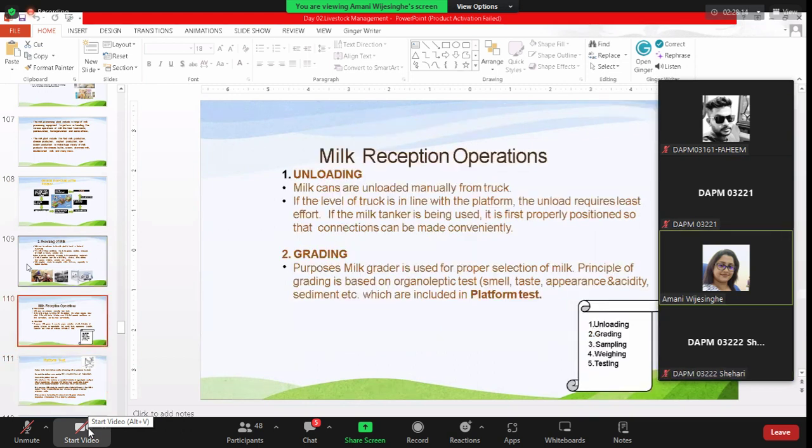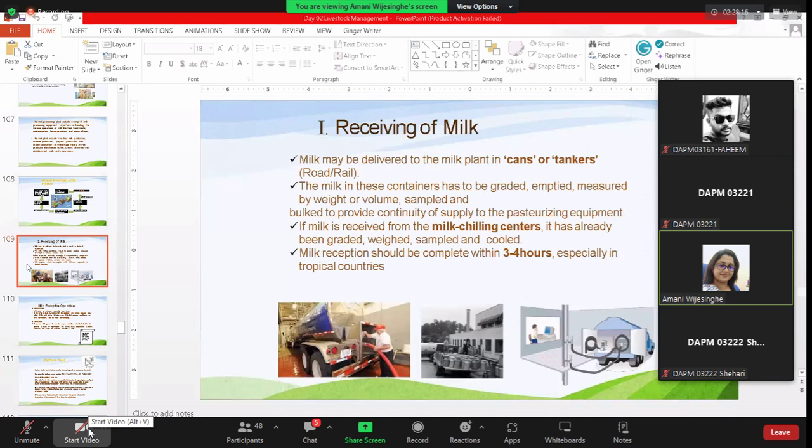Any physical matters, physical hazards like polythene or grass, we can remove by filtering. Before that, we take the platform test.